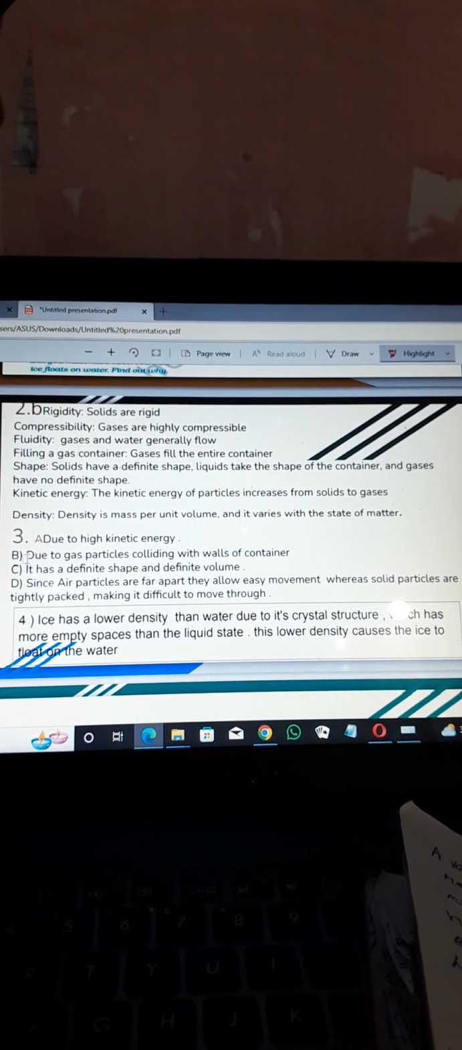Okay. Then come to question number 3. Give the reason. The possible answer of A is due to high kinetic energy, and B is due to gas particles colliding with the walls of the container. And C has the answer, it has a definite shape and definite volume. And the answer of D is, since air particles are far apart, they allow easy movement, whereas solid particles are tightly packed, making it difficult to move through.